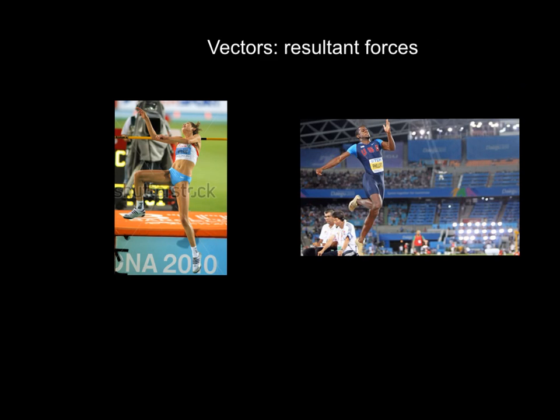How else could we do it? Just really quickly, this is the kind of question that came up a few years ago. If you look at these two athletes here, you've got Blanka Vlasic and Dwight Phillips, right? You've got a high jumper and a long jumper.